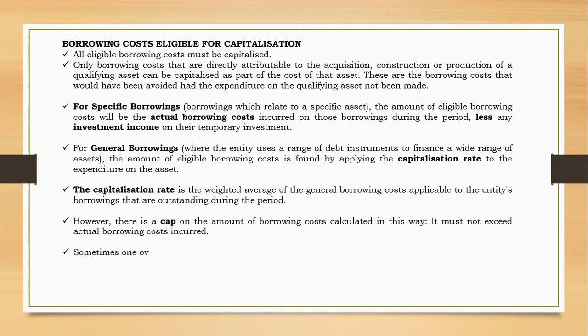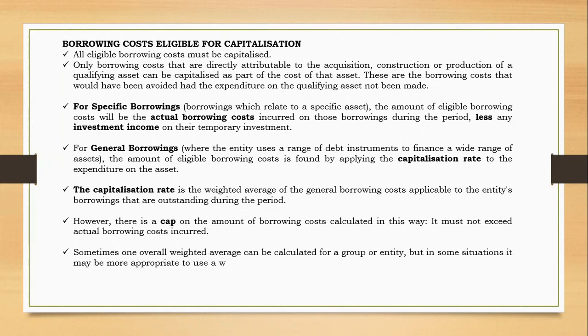All right. And sometimes one overall weighted average capital cost can be calculated for a group or for an entity. Now this comes up in consolidation of financial statements, but I think it's no big deal right now. Just so you know, you can use a single rate for a total group, or you can use one for each entity separately. All right, we're just heading into uncharted waters, so just be careful. We are just trying to finalize something.